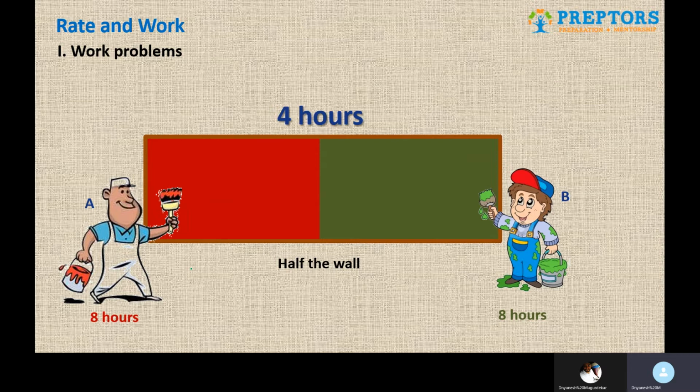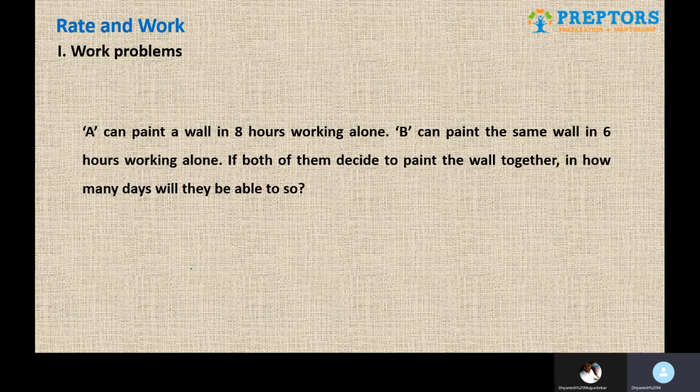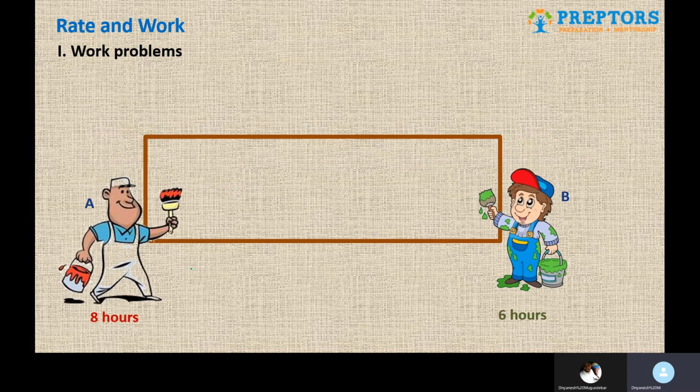It's a very, very simple warm-up question to start with the idea, but the real deal is coming up in the next question. So the question is, A can paint a wall in 8 hours working alone. B can also paint the same wall in 6 hours working alone. If both of them decide to paint the wall together, in how many hours will they be able to do so? Now this is where it gets interesting, and this is where we will follow a very unique and different approach called the LCM approach.